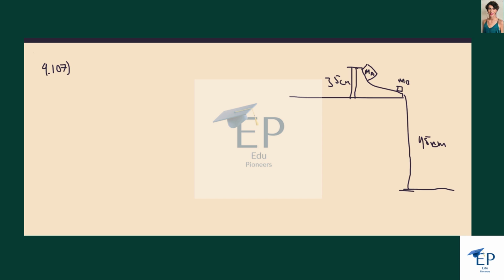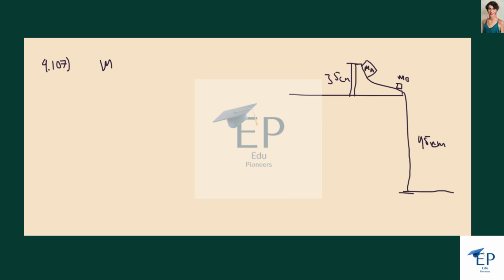Okay, so we're doing chapter 9, problem 107. In the physics lab, a cube slides down a frictionless incline, as shown here, and elastically strikes another cube at the bottom that is 1/2 its mass. So that means MB is 1/2 of MA, as we have it labeled here. If the incline is 35 centimeters high and the table is 95 centimeters, where does each cube land?